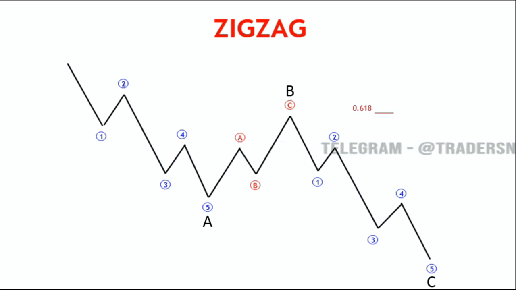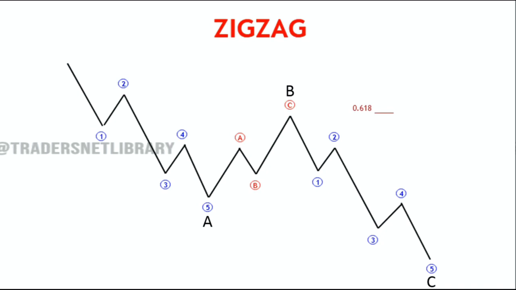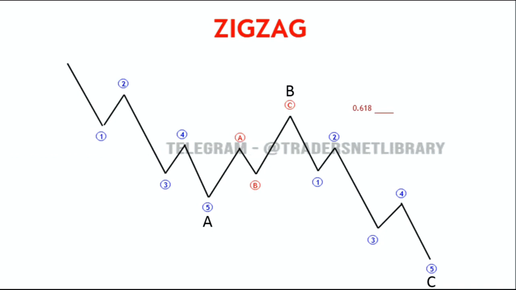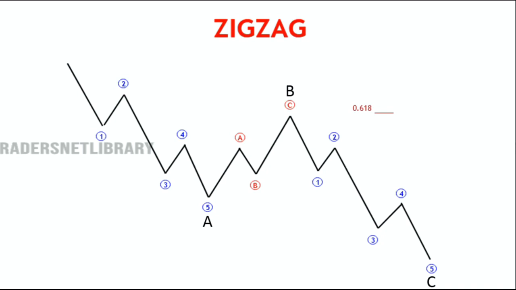2. Truncated zigzag pattern. In this case, wave C is between 38.2% and 61.8% of wave A. 3. Elongated zigzag pattern. In this case, wave C is between 161.8% and 261.8% of wave A.